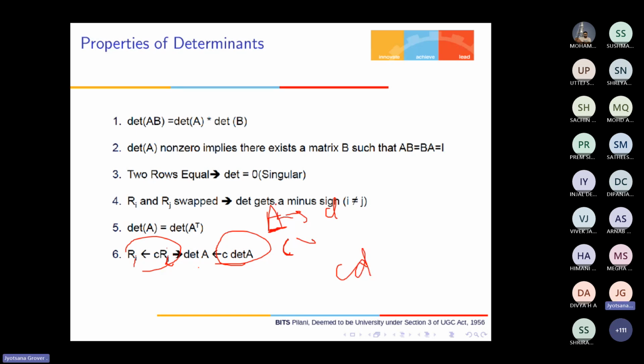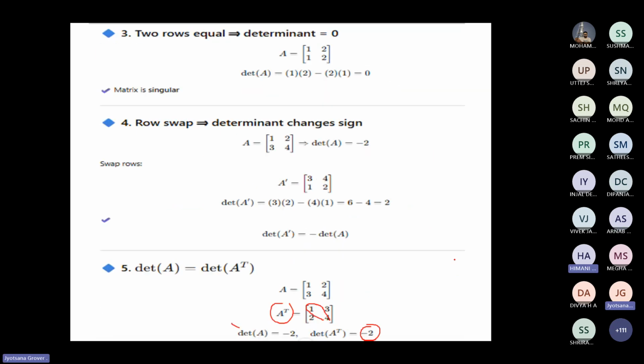See, the original matrix A has determinant D. Let the determinant value be 10. Now you take any row of A and multiply it with 2. Now you will get a new matrix A1, and its determinant will be 2 into the original matrix determinant, which is 10. So 2 into 10, 20. We have done this.